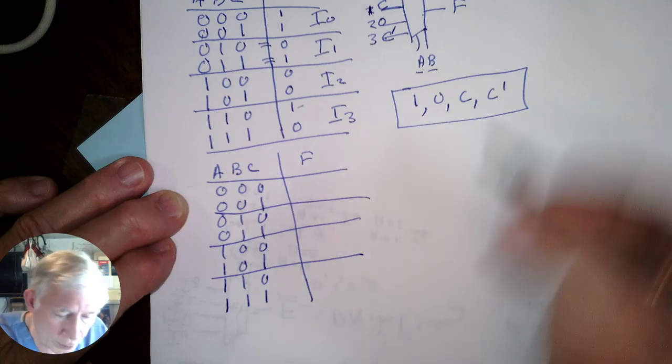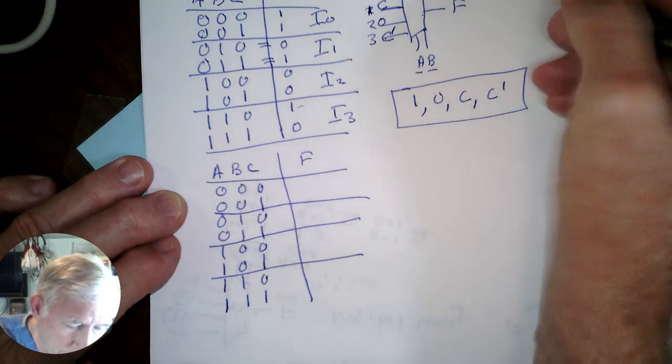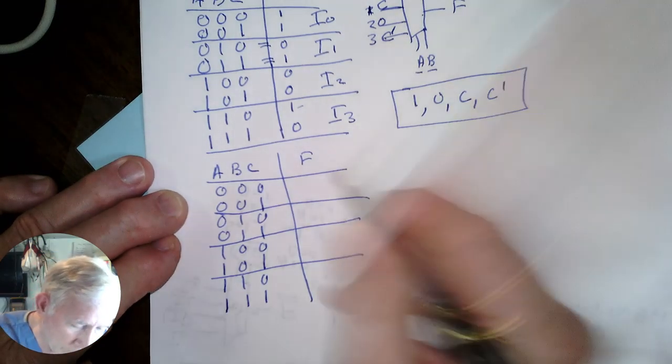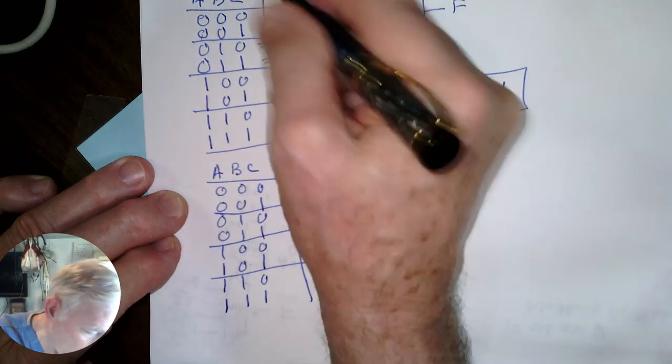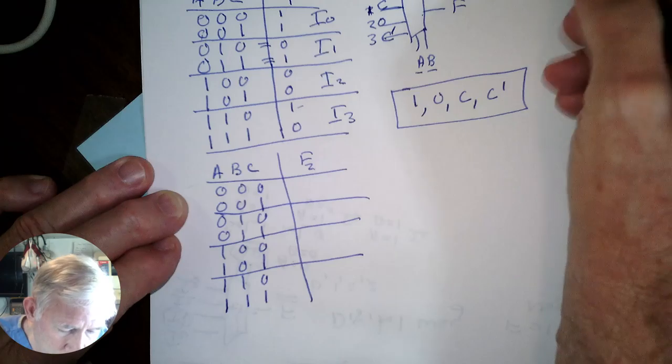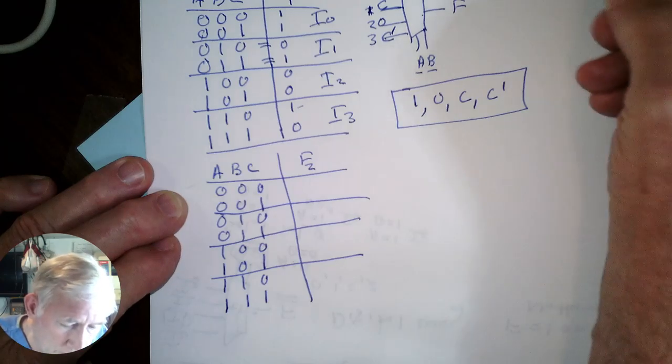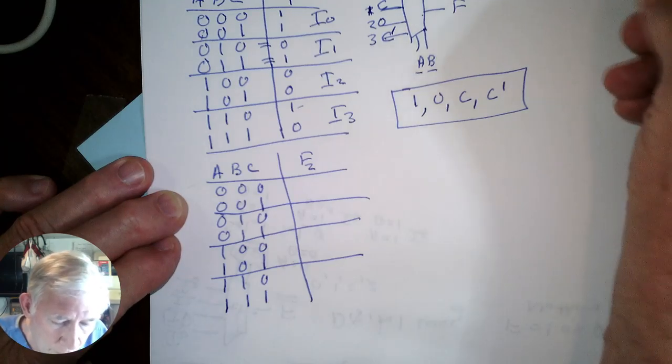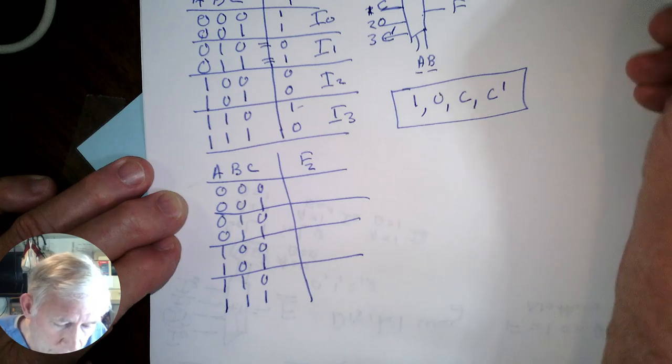Now we'll pick an arbitrary thing. Let's say now F, we'll call this F2, we'll call this F1. So let's say F2 equals the sum, and it's a three-variable problem, of the little m's, say 1, 3, 5, and 6.